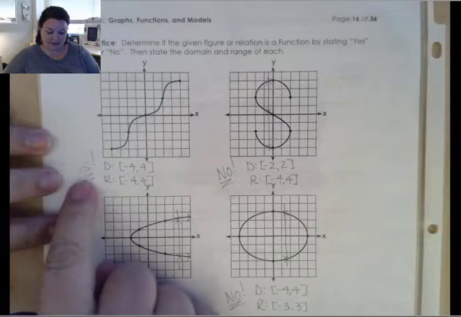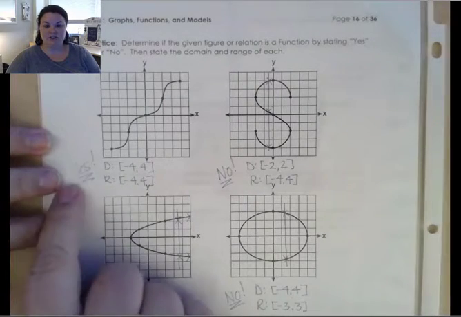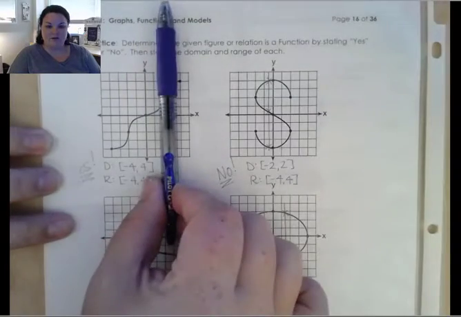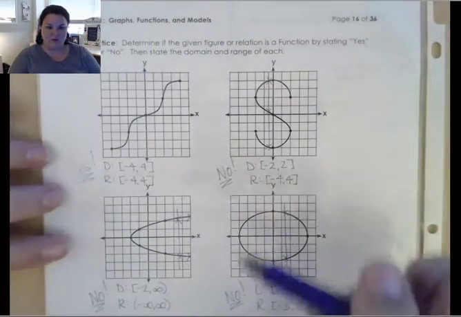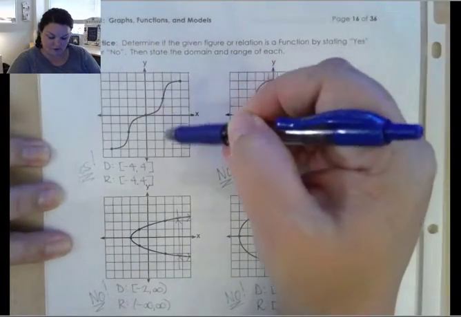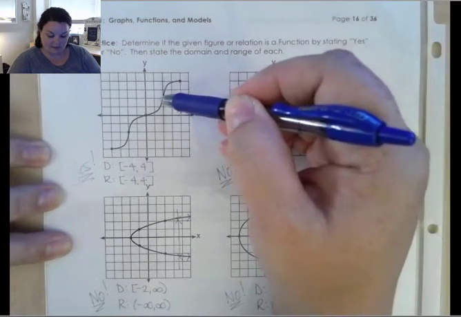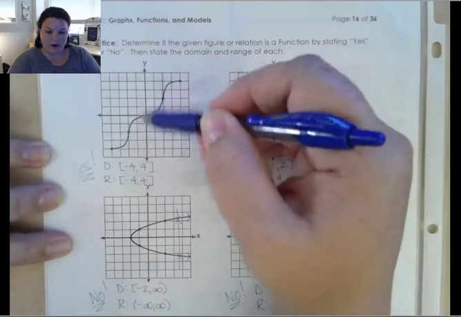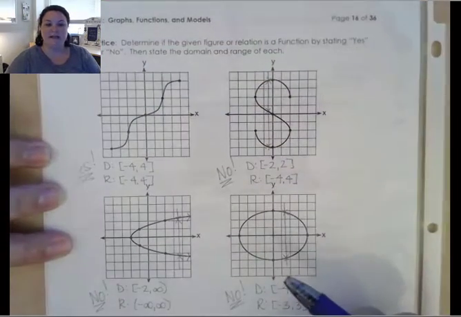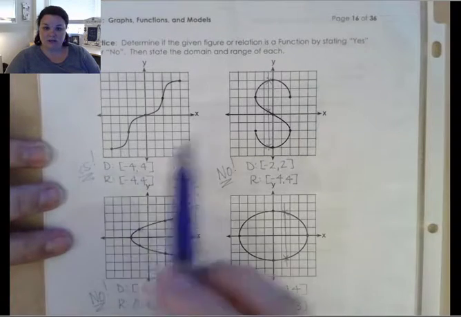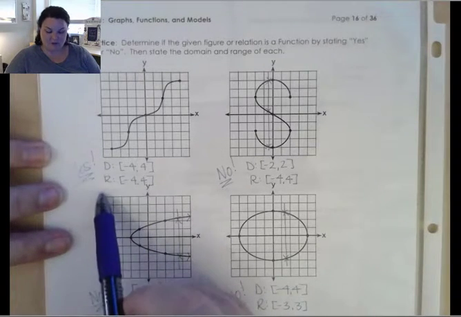So on the first one, is this a function? Your answer should be yes, right? Because if I lay a pencil anywhere down on here, it's only going to hit at one point. Or if I draw a vertical line anywhere through this graph, it's only going to hit at one point, right? No matter where I draw a vertical line, it should only hit at one point. So that means that yes, it is a function. And then we want to go ahead and identify the domain and range.